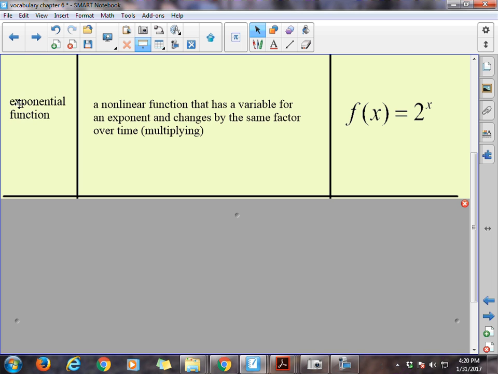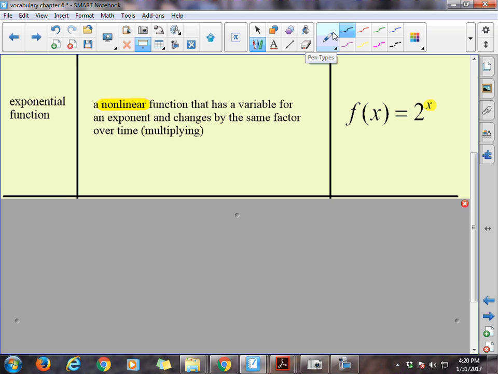An exponential function. So this is a function, just like you can have linear functions. This one is nonlinear, so that's kind of an important part of this. It's nonlinear, right there. It has a variable for an exponent and changes by the same factor over time. You'll recognize it by its multiplying. And notice how weird this is. That's the key. Do you see that the exponent is a variable? You've never dealt with something like that before. So this is going to be something that's brand new to you.